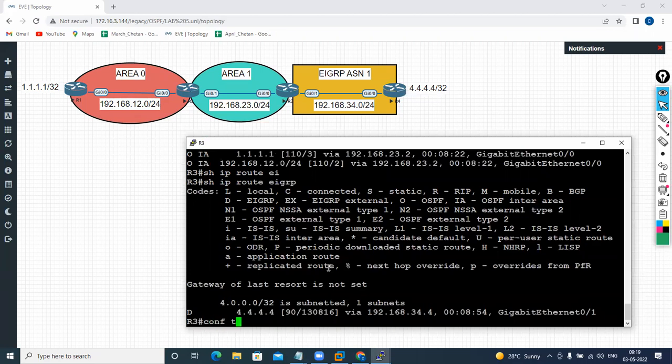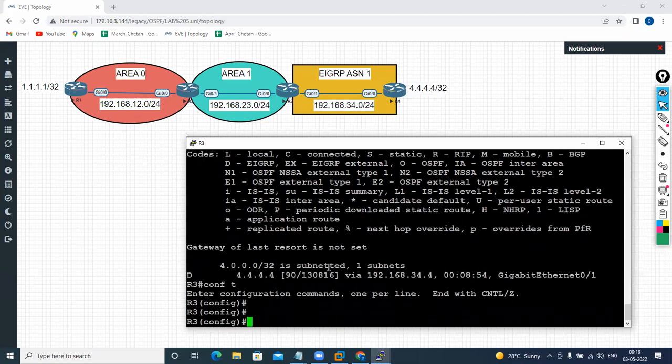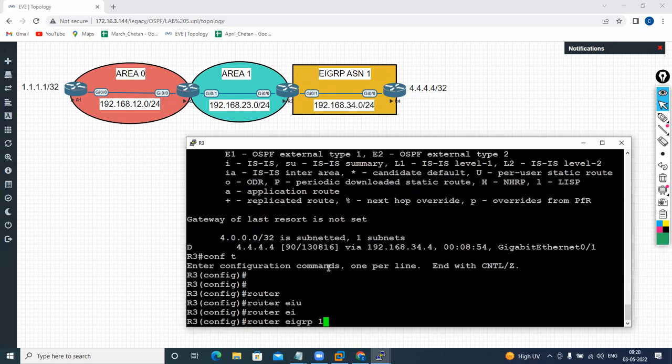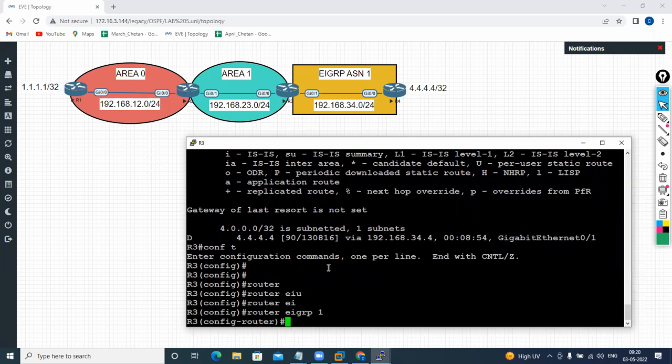Now, where do we redistribute? On R3. Why on R3? The ASBR is for OSPF. Why redistribute on R3? Because it is connecting to two different routing protocols. Okay, now go to router eigrp 1. Now, what you need to redistribute? You need to redistribute OSPF routes into EIGRP. So you need to do mutual redistribution, meaning EIGRP routes I need to put into OSPF and OSPF routes I need to put into EIGRP.